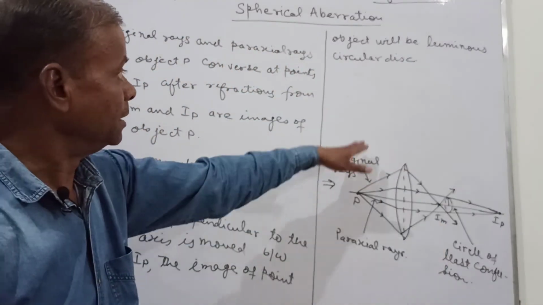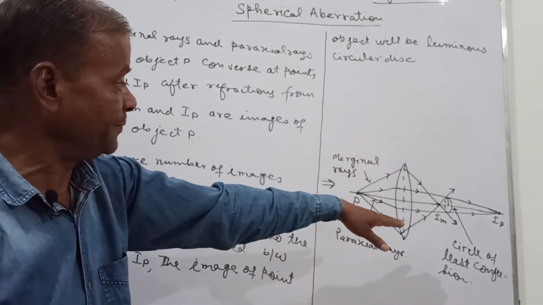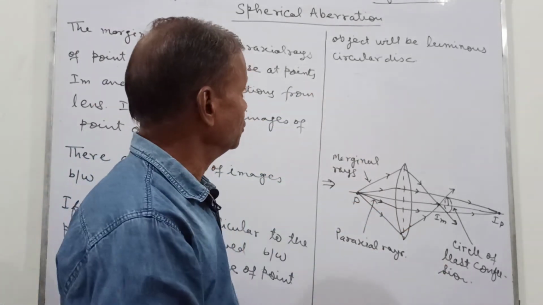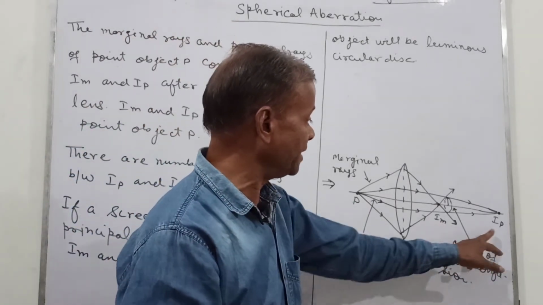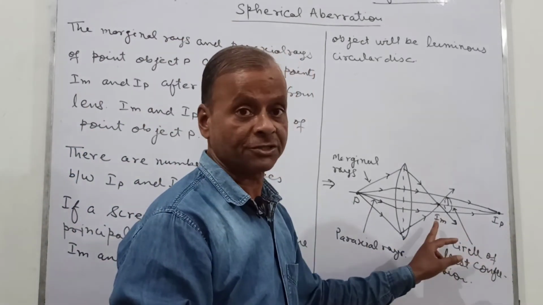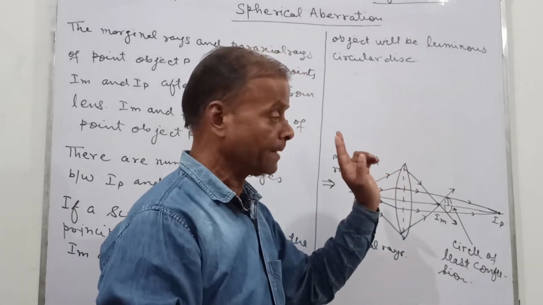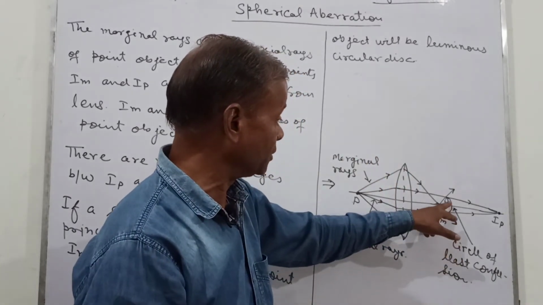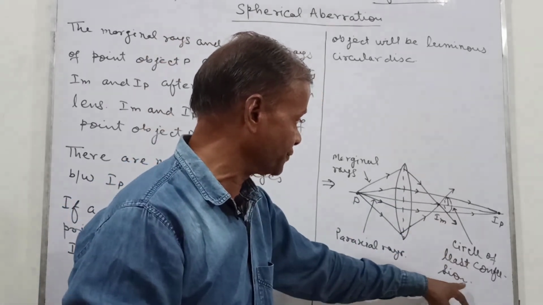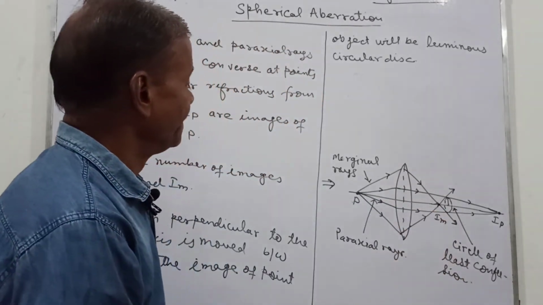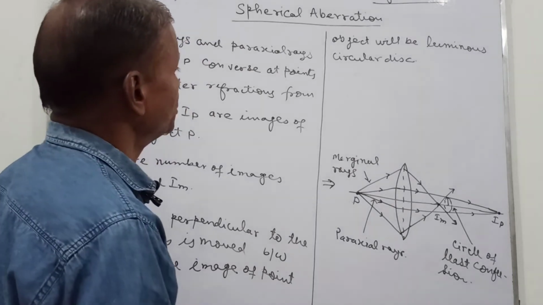The disc, that is the diameter. So the difference between IM and IB is the longitudinal spherical aberration, and the diameter, or the radius of this circle of least confusion, that is called the luminous circular disc.